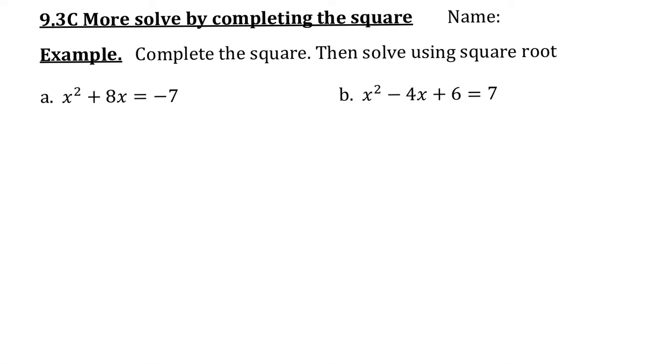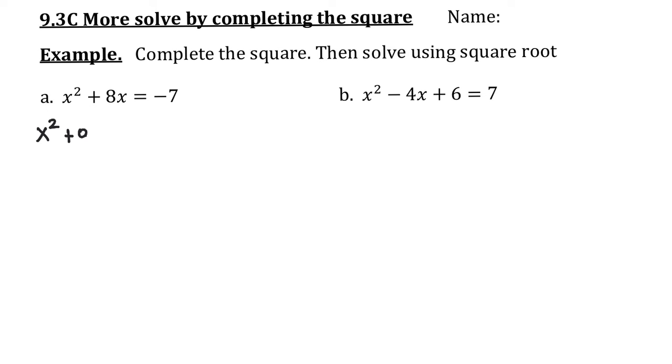In 9.3c, we're going to continue completing the square, but some of these will just have a little bit more to them for simplification and things like that. So remember, completing the square is when we figure out what we add to this expression so it becomes something we can factor into a binomial square.